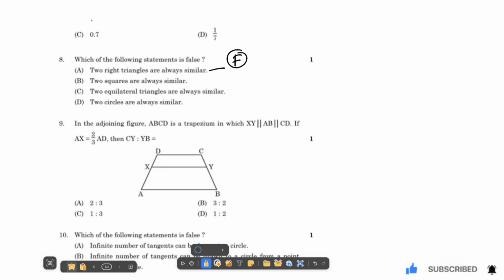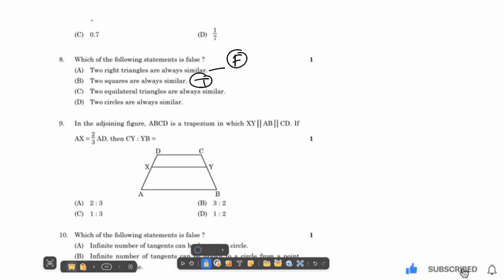Two squares are always similar. So it is true, because in all the squares all the angles are equal. Each angle is 90 degrees. So they can be similar by angle similarities, no problem. So because they will have the same shape, right? When the squares have the same angles, they will have the same shape. Definitely they will be similar.